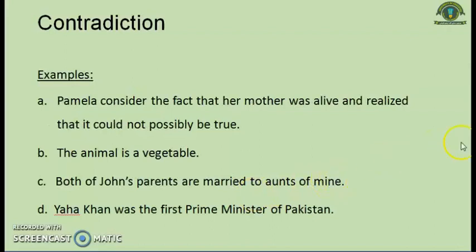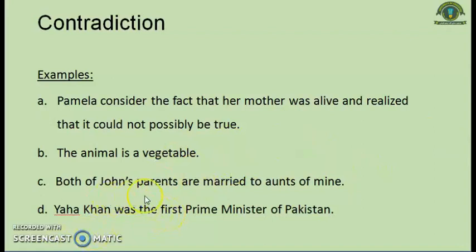Here in the first example, Pamela considered the fact that her mother was alive and realized that it could not possibly be true. So here we analyze that there is a kind of contradiction, in that the same thing is said to be both a fact and not possibly true. So there is a contradiction in this sentence.